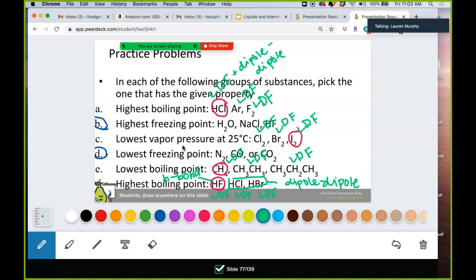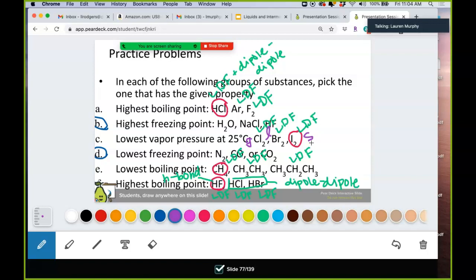Lowest vapor pressure, meaning not escaping into the gas phase very easily, which is interesting. If you look at these states of matter, Cl is a gas at 25 Celsius, bromine's a liquid, and iodine's a solid. So obviously the solid does not give off a lot of vapor or gas, okay? Iodine has the lowest vapor pressure because it has the strongest dispersion forces, because it's the heaviest. It is the most polarizable. It has a greater chance with more electrons of an instantaneous dipole.